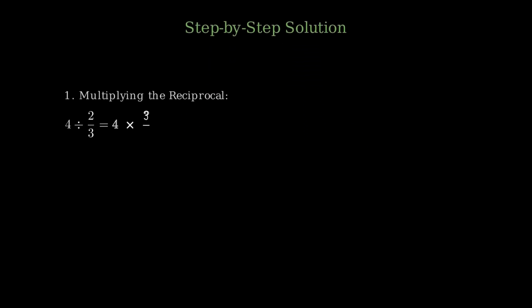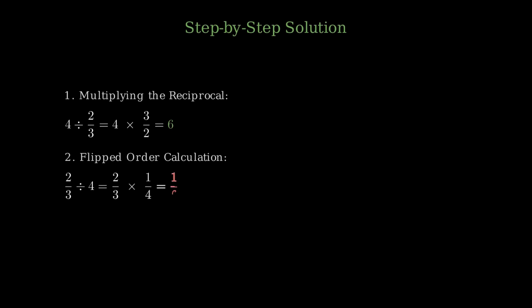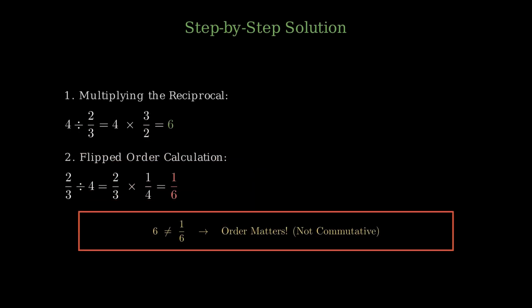Here is the solution. For question 1, dividing by 2 over 3 is the same as multiplying by its reciprocal, which is 3 over 2. 4 times 3 over 2 gives us 6. For question 2, 2 over 3 divided by 4 is rewritten as 2 over 3 times 1 over 4, which equals 1 over 6. Since 6 is not equal to 1 over 6, division is not commutative.